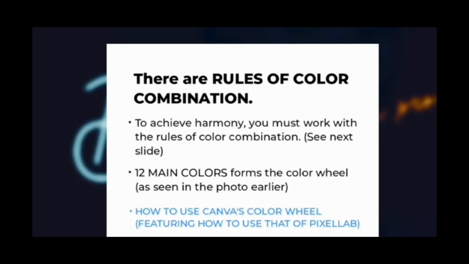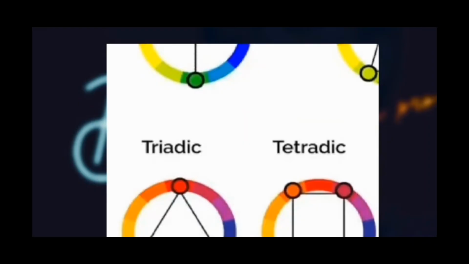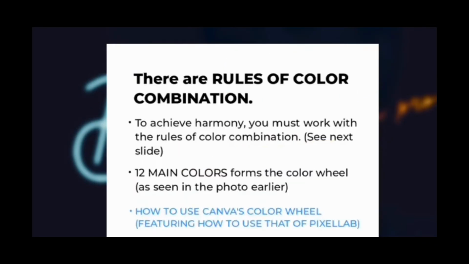Now there are rules of color combination. To achieve harmony, you must work with the rules of color combination. We have complementary, split complementary, analogous, triadic, tetradic, square, and monochromatic. Now these are the rules of color combination. You see that in complementary, one color is up and one color is facing down. Yes, 12 main colors form the color wheel as seen in the photo earlier.